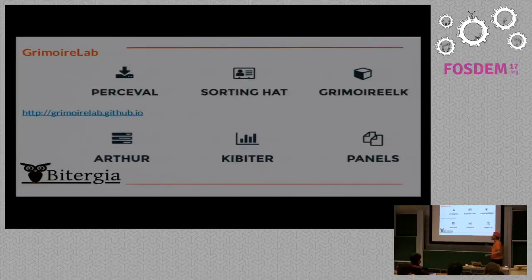Grimoire Elk is the one enriching the information and producing the Kibana indexes. Arthur is now in beta, and it's designed to orchestrate everything, so it's designed to deal with thousands of repositories at the same time.